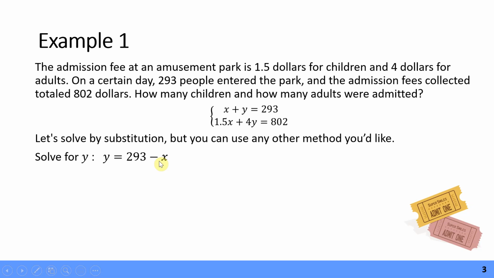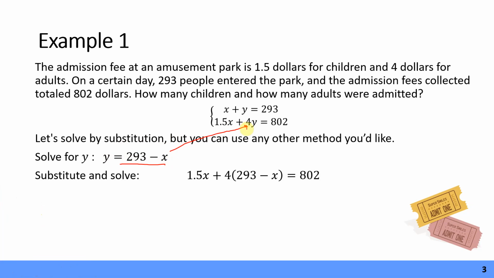And then if you remember from the substitution method, now what I do is replace that into the other equation. So since this is equal to Y, I'm going to replace it right there on the Y of the second equation. So I substitute: 1.5x plus 4 times, instead of the Y, 293 minus x in parentheses equals 802. And then once I substitute, I just solve. So 4 times 293 gives me 1,172, and then 4 times negative x gives me negative 4x.